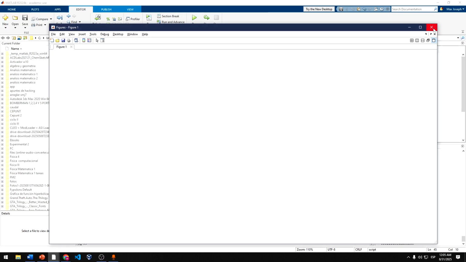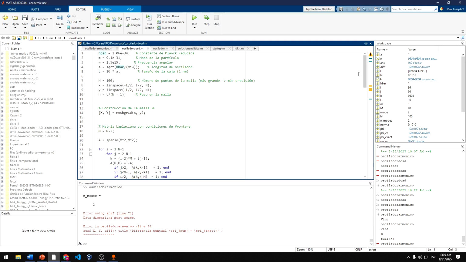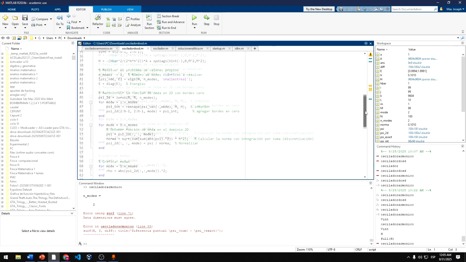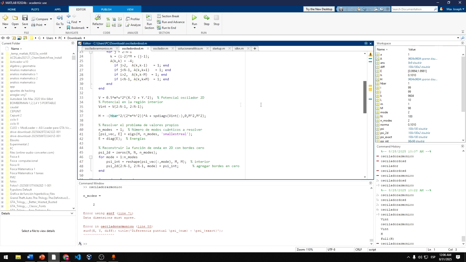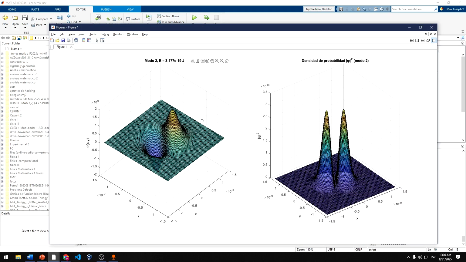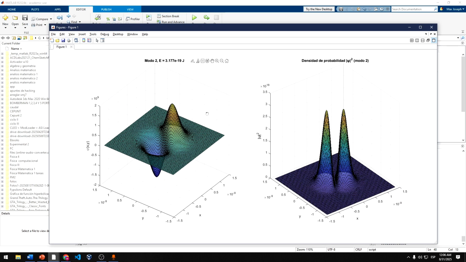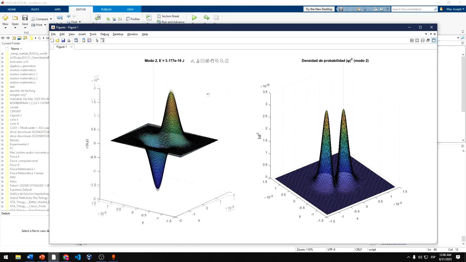O sea, claro que puedo llegar a obtener esos estados. Perdón, este no es. Pero tendría que hacer otras cosas. Tendría que hacer otro tipo de... Tal vez incluso construir de manera diferente el método. Probablemente. Para obtener ese tipo de soluciones. O sea, para que me brinde la libertad de, por así decirlo, obtener estados degenerados.